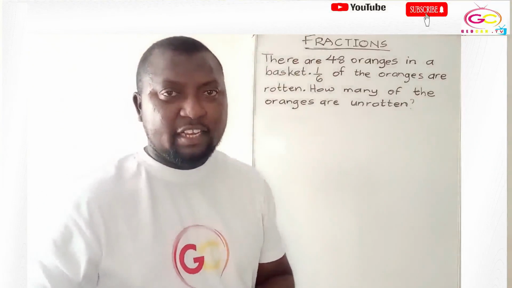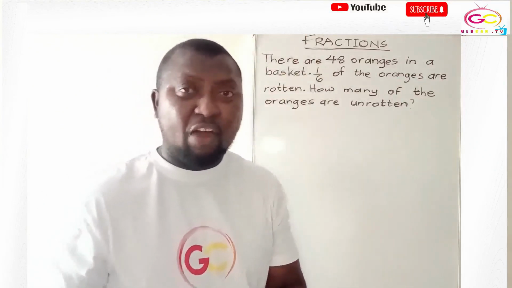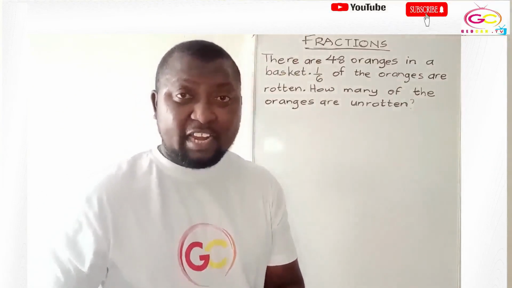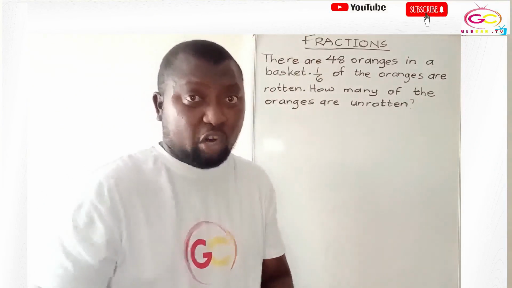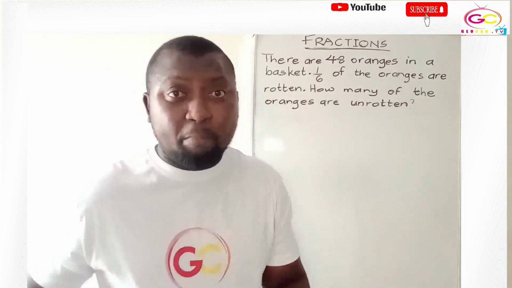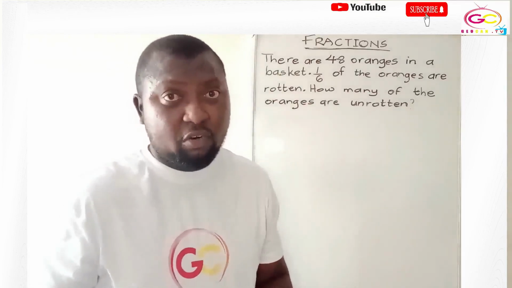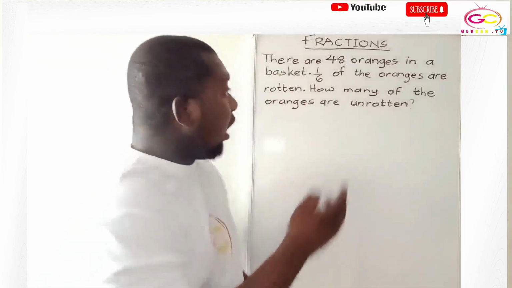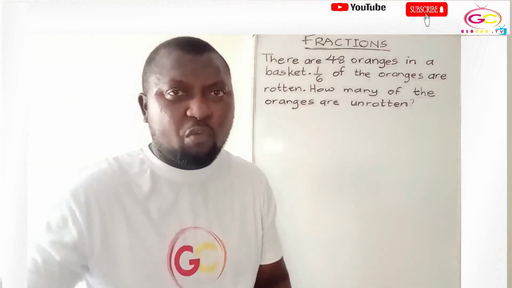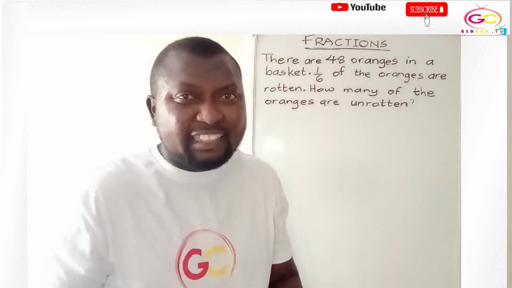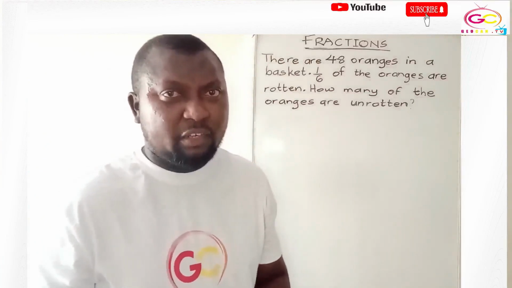saying that in a particular basket, there are 48 oranges. And out of the 48 oranges, one over six of it is rotten. Rotten simply means it's gone bad, it's spoiled, it's damaged, right? Good. So the question wants us to look for the number of oranges that has not gone bad, right?